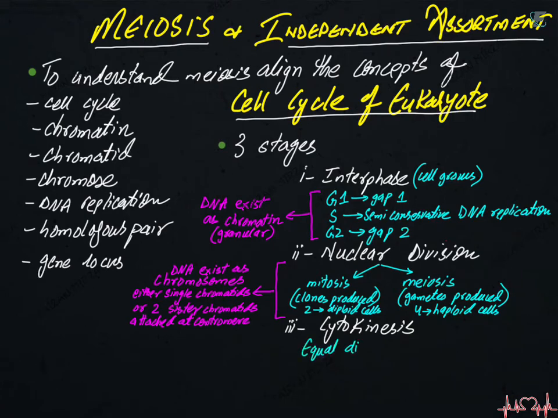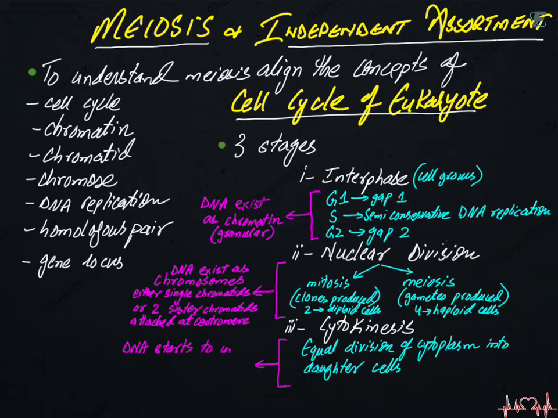What's cytokinesis? Cytokinesis is the equal division of the cytoplasm into two daughter cells. This is not just the division of the cytosol, which is the liquid part of the cytoplasm, but the organelles as well.